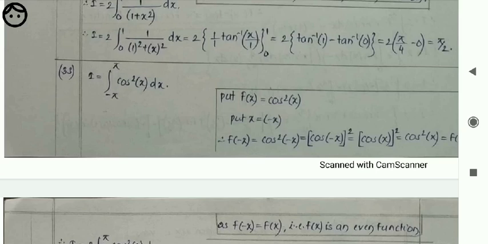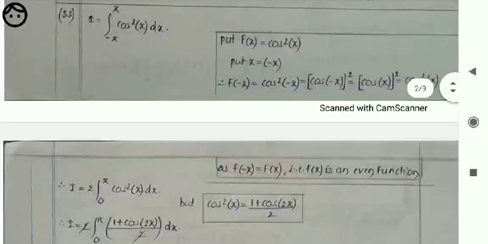Its square is cos square x. Again the function remains the same, the original function, even if I substitute x as minus x. So f of minus x is f of x, so it's an even function. Even है तो क्या करेंगे? Double the integration, half the domain. So it is 2 integration minus pi to pi will change to 0 to pi. So it is 2 integration 0 to pi cos square x dx.